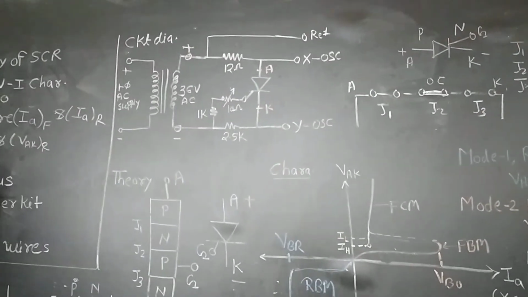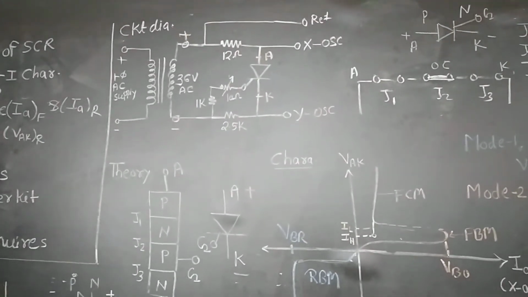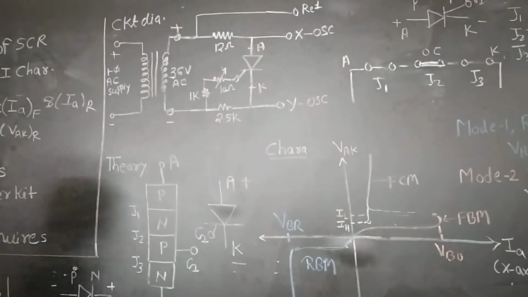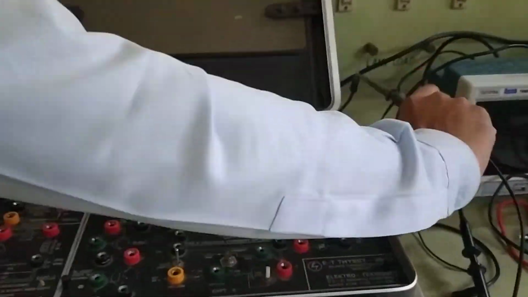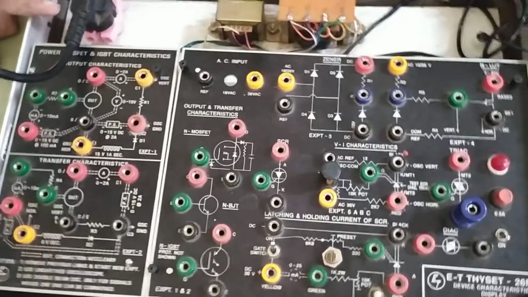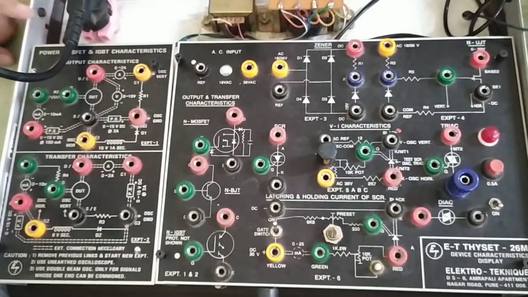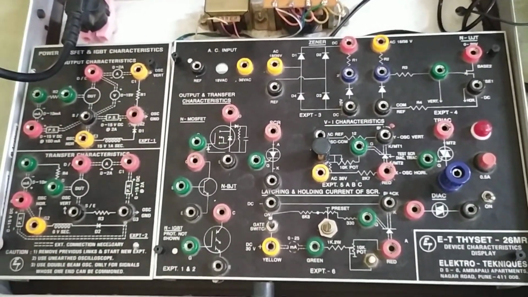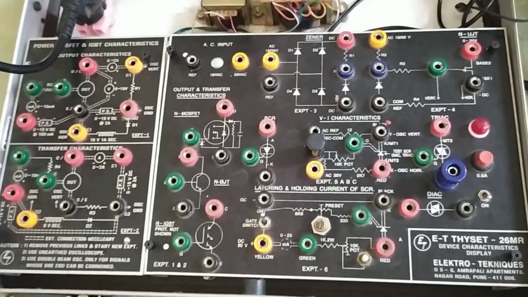Now, after understanding the theoretical background, we will move to the trainer kit, right? So this is the trainer kit. You can observe this trainer kit. This is the SCR trainer kit, and we will also perform one more practical on this trainer kit, called the triac, right? And one more practical we can perform.